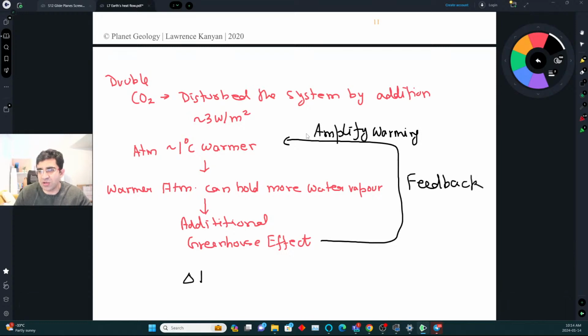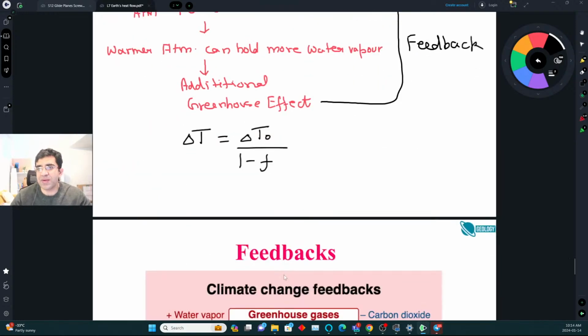Basically the total temperature change will be, if there were no feedbacks, let's say the temperature increase would have been delta T naught. With feedbacks it is delta T naught divided by 1 minus F. Feedbacks can be positive or negative. So positive feedback and negative feedback.